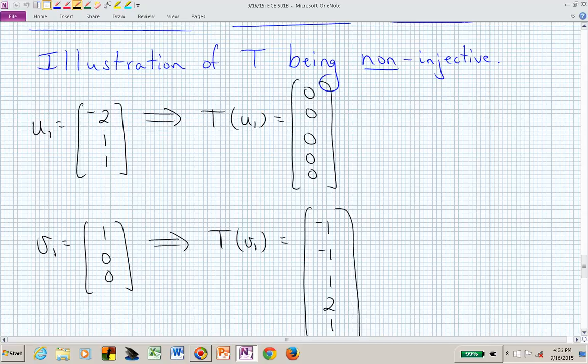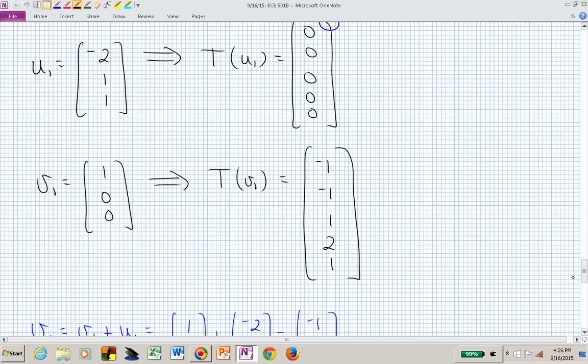Suppose we pick another vector in capital V. I'm just going to pick 1, 0, 0, the standard basis with the first coordinate 1. And that now maps through the linear map. I'm just setting x to 1 and y and z are 0, and that gives me minus 1, minus 1, 1, 2, 1. That shouldn't surprise any of us. That's the definition of that linear map and applying it to a vector.